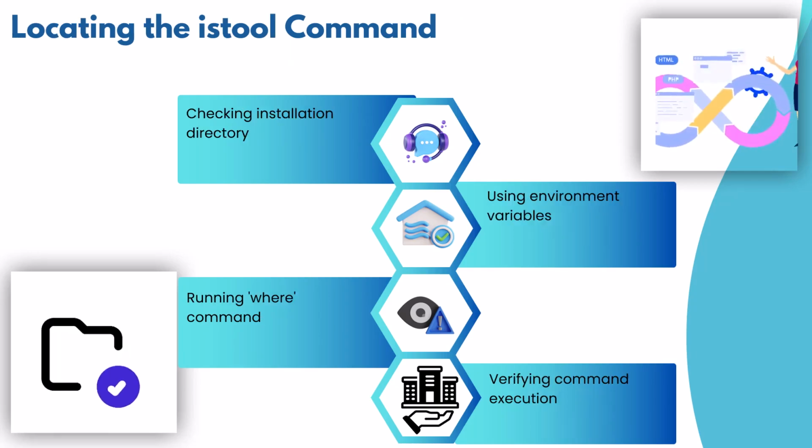Finding ISTOOL shouldn't feel like a treasure hunt, but here we are. First, check its installation folder because sometimes things hide in plain sight. If it's elusive, environment variables might reveal its location. The where command is like GPS for your command line, pinpointing exactly where it resides. Finally, let's verify it works, because nothing's worse than finding something only to discover it won't cooperate.